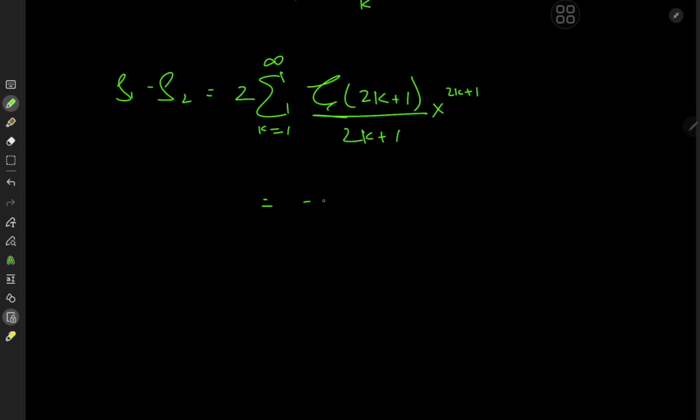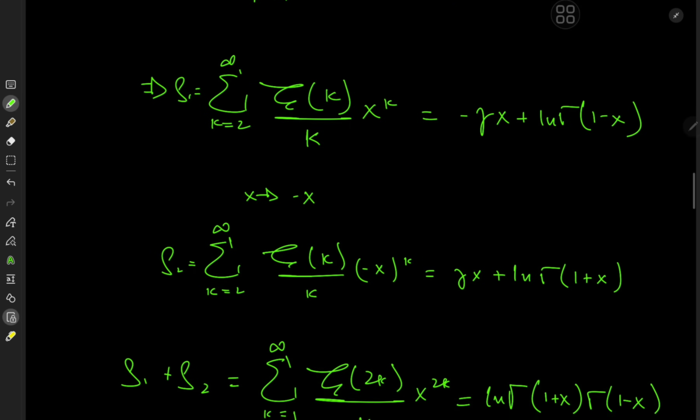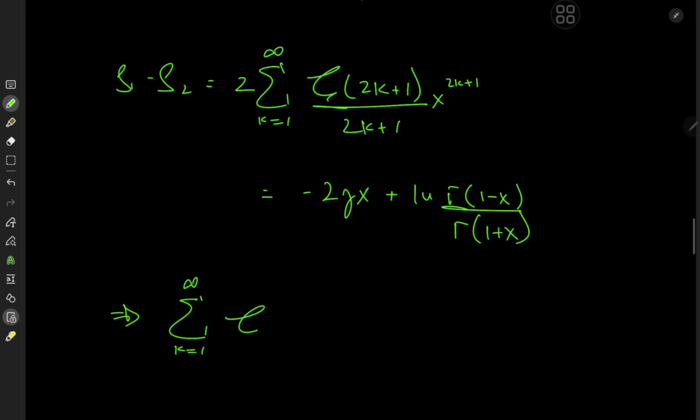the need for writing space, -2 Euler-Mascheroni times x, and of course you have log of one thing minus the log of another. So that would be plus log gamma 1 minus x over gamma 1 plus x. And all I have to do is divide by 2. And then I have the sum over k from 1 to infinity of zeta 2k plus 1 over 2k plus 1 times x to the 2k plus 1 equal to negative Euler-Mascheroni constant times x plus 1/2.